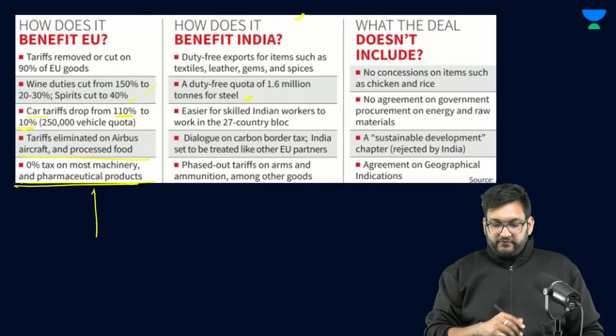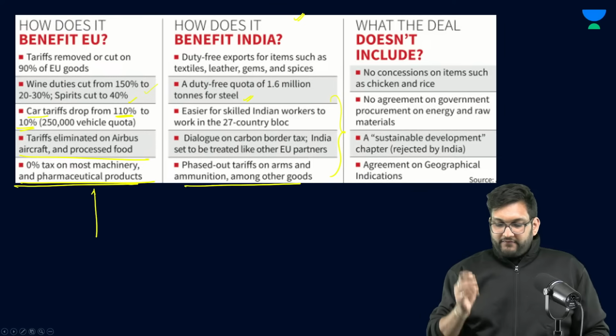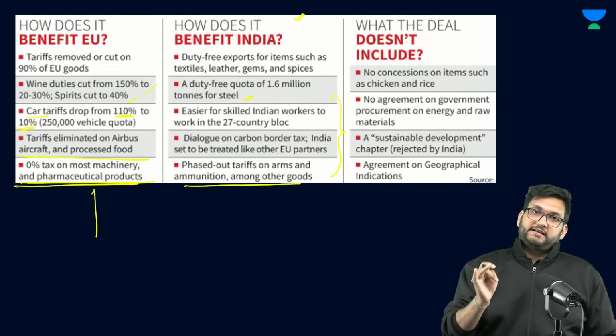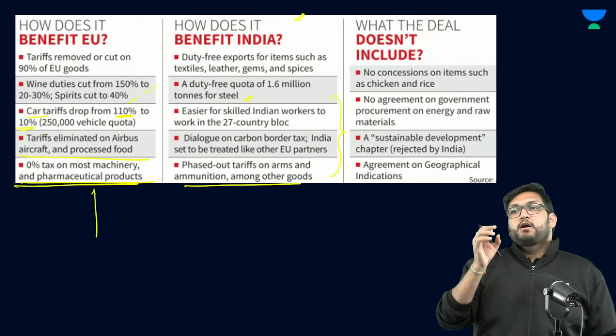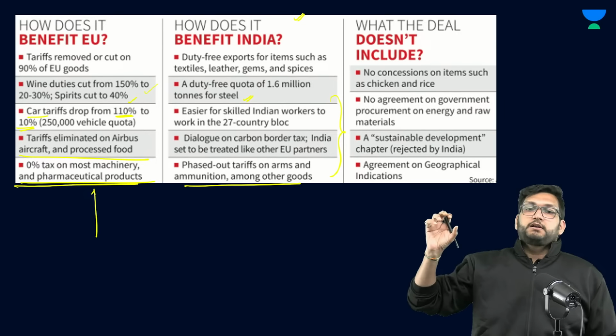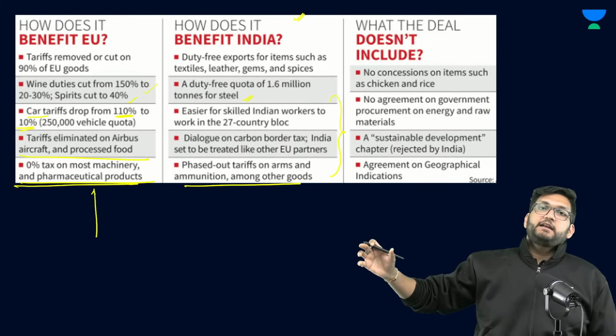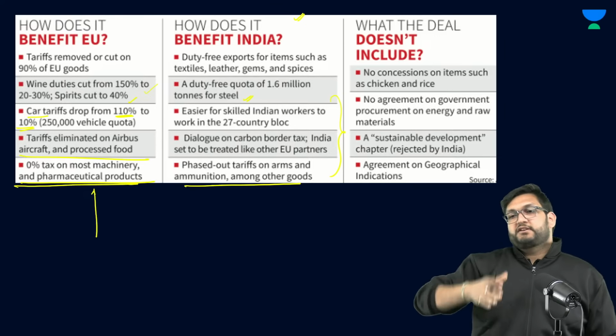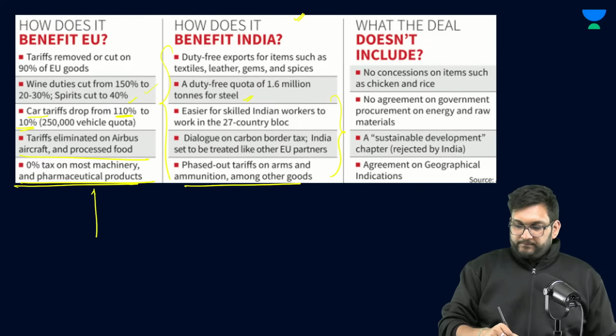Steel also will benefit. Along with that, we have arms and ammunition, pharmaceutical, and the carbon border tax, which is how the offsetting of carbon in third world countries works, that is, how you get green credit. There was an issue with regards to how the conversion happens. That has now been sorted.